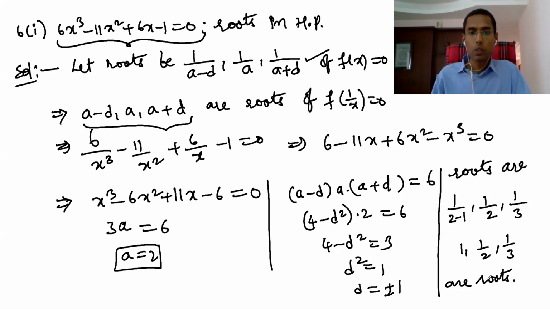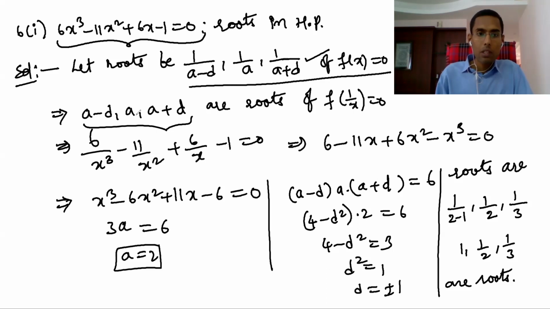Hope you understand this one. What I did is, I have taken these are the roots for f of x equals 0. Then a minus d, a, a plus d will become roots for f of 1 by x equal to 0. So that is a condition here. That is the main thing you have to observe. Then in the place of x, if you put 1 by x, then this will be the equation and automatically you will get the other roots. Hope you understand this one.